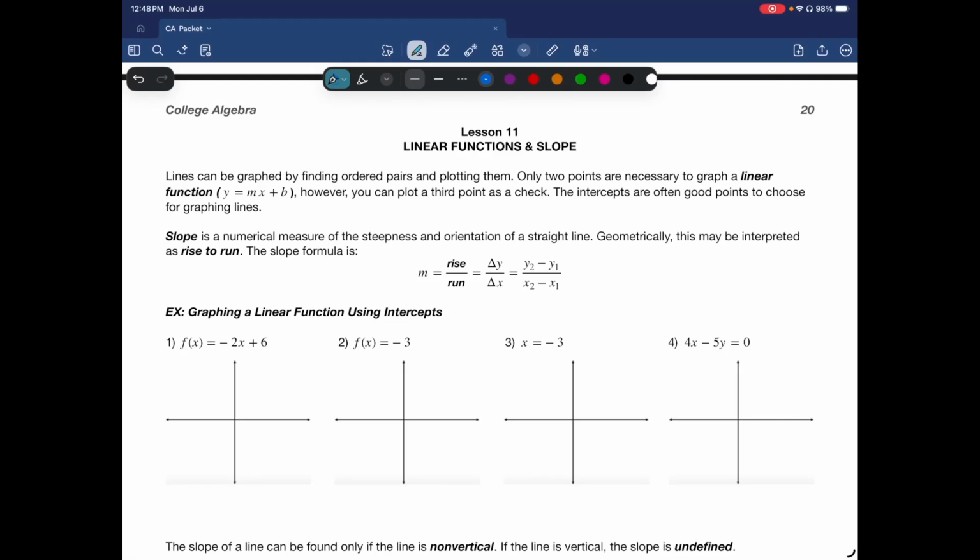All right, guys, welcome to lesson 11. In this section, we're going to talk about linear functions and slope.